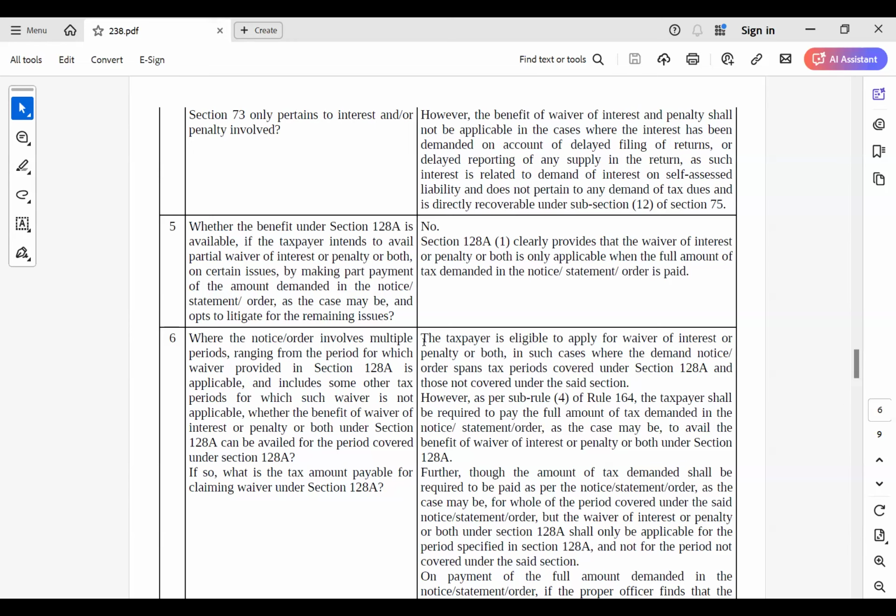Now, FAQ 5 says whether the benefit under section 128 is available if the taxpayer intends to avail partial waiver of interest or penalty or both on certain issues by making part payment of the amount demanded in the notice, as the case may be, and opts to litigate for the remaining issues. So on a simpler side, and since we have all gone through the rules, it says that if waiver has to be opted for, then the entire amount of tax demanded in the notice or the statement or order has to be paid. So this is the simpliciter version which the circular has given.